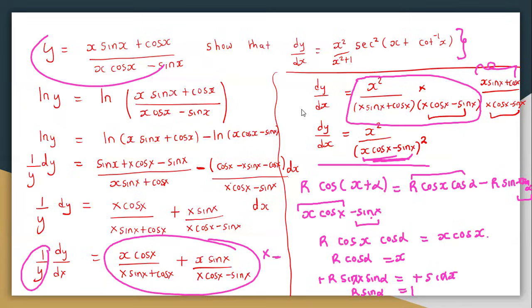You need to remember your R. We are using the R formula. So you need to remember your R. Okay, someone is saying, you know.